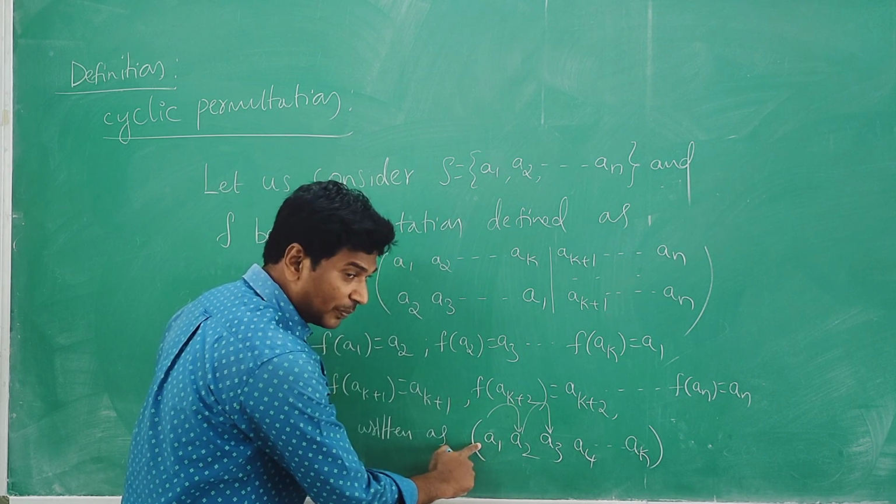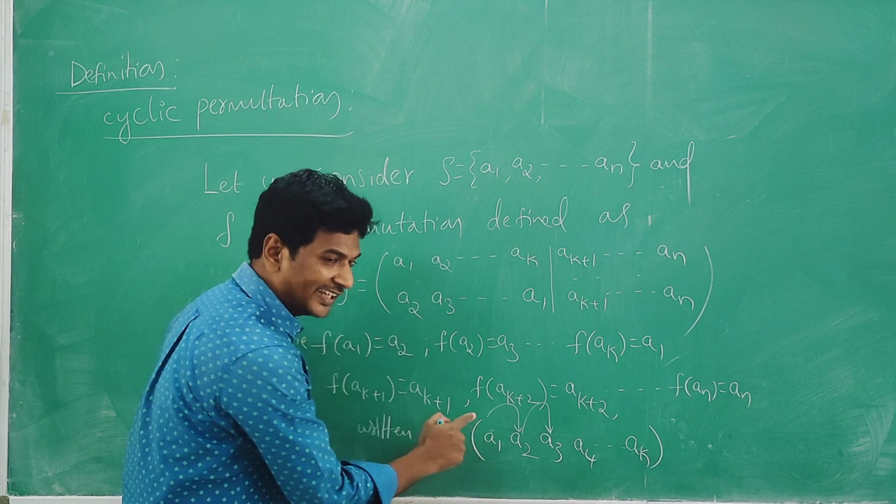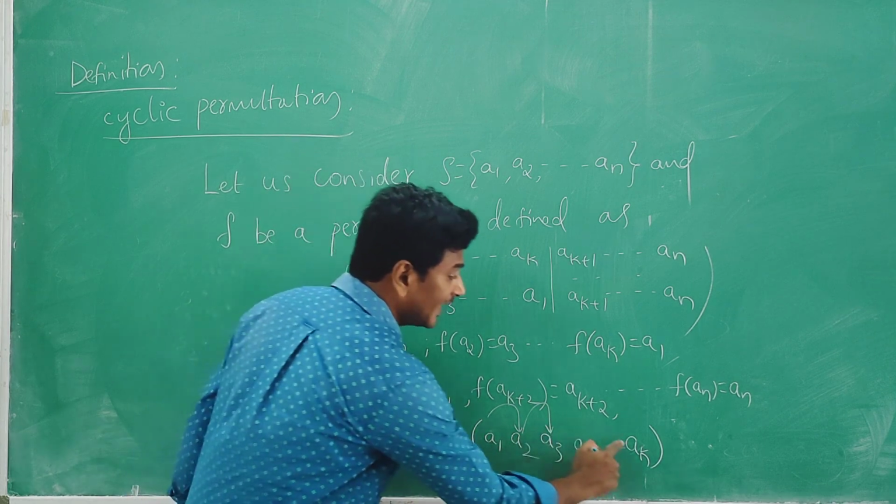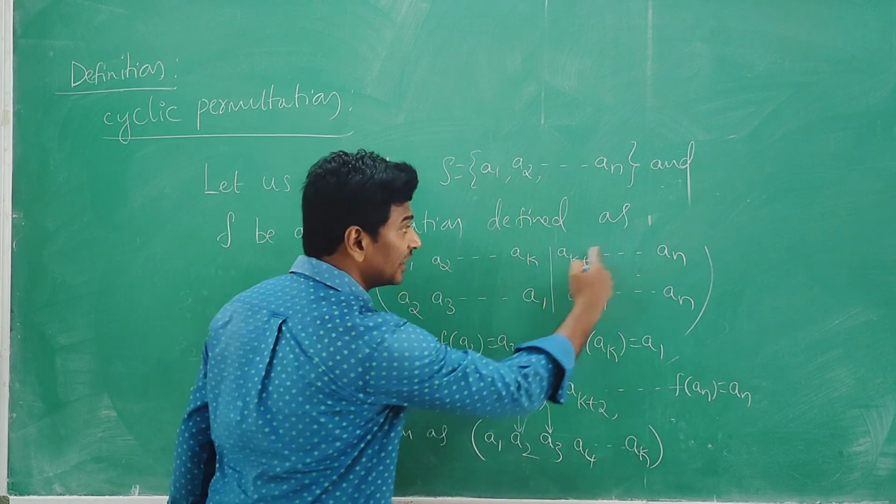So this is the permutation. This is the cyclic permutation. This is called a cyclic permutation of length k and degree n.